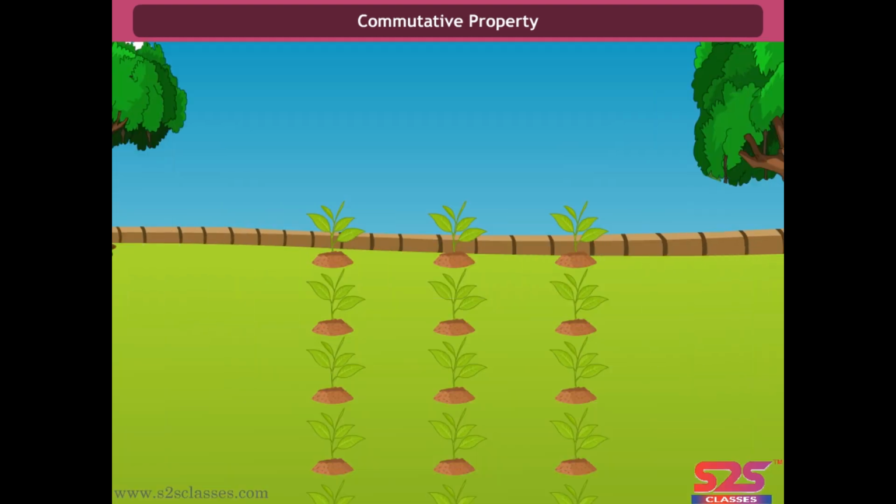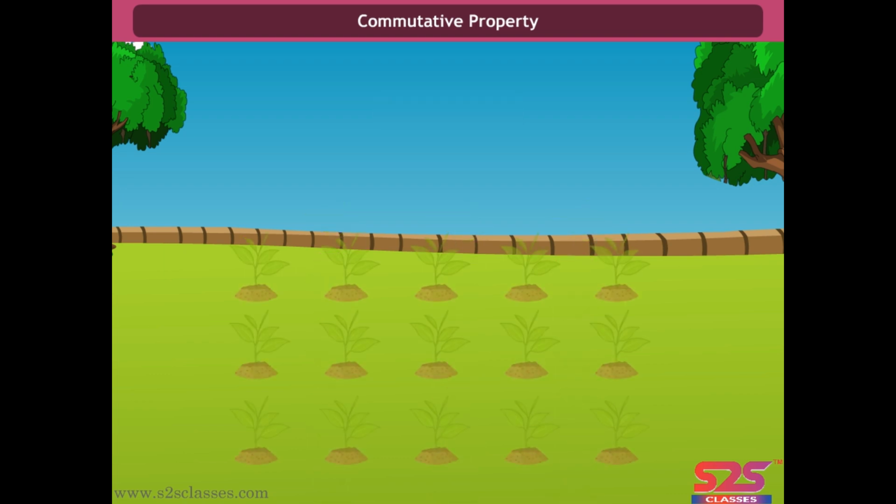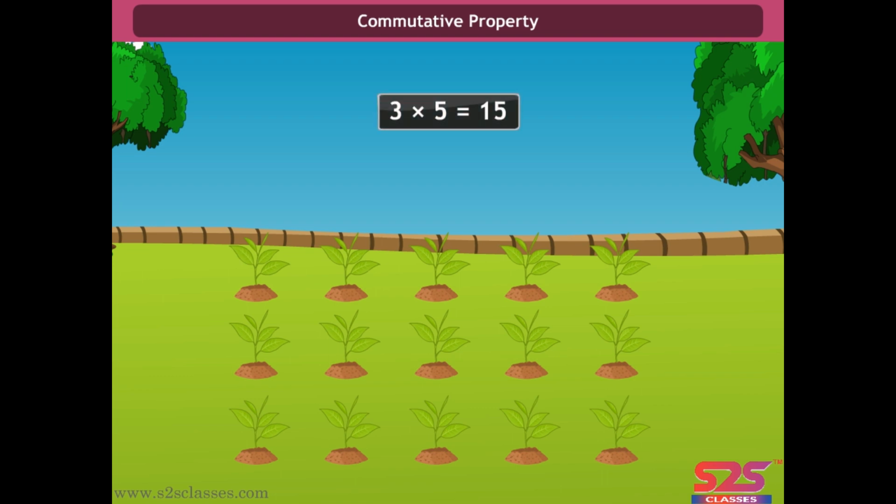Sherry plants 5 rows of saplings, with 3 saplings in each row in her garden. The number of saplings she requires is 5 into 3, that is 15. Now instead of 5 rows, she plants 3 rows of saplings with 5 saplings in each row. She observes that the number of saplings remains the same, that is 3 into 5 equals 15. So we get 5 into 3 equals 3 into 5.